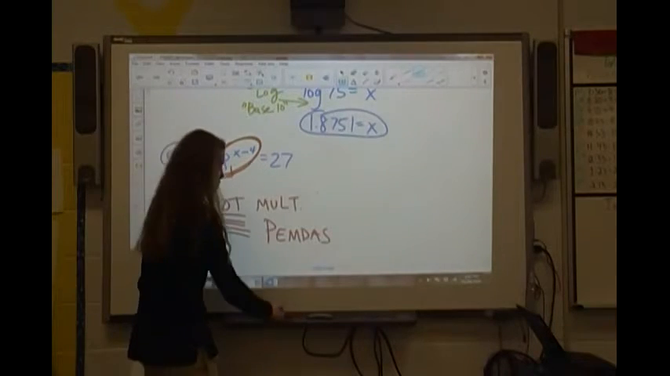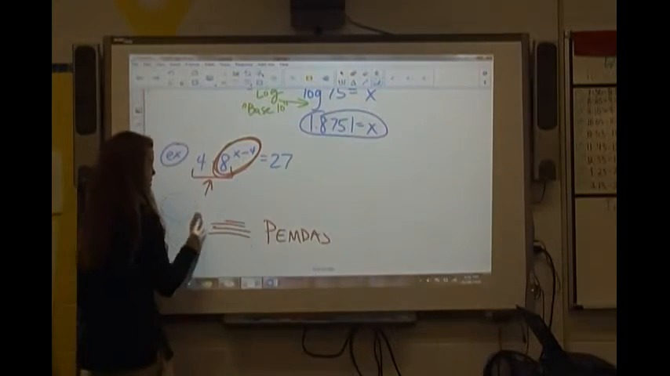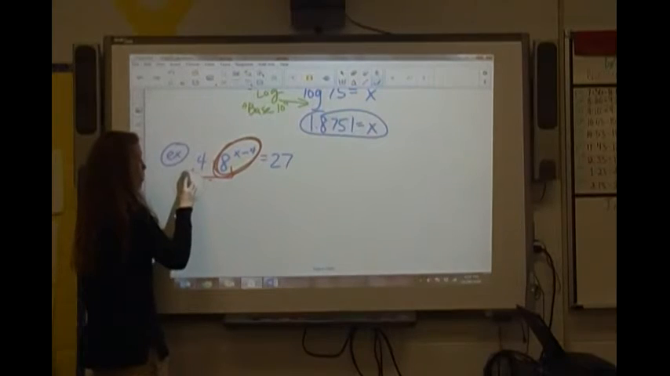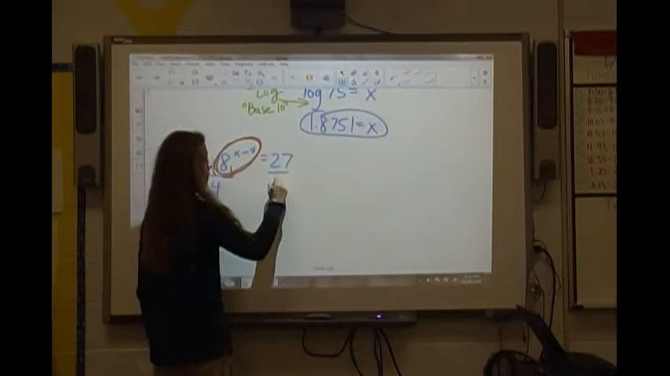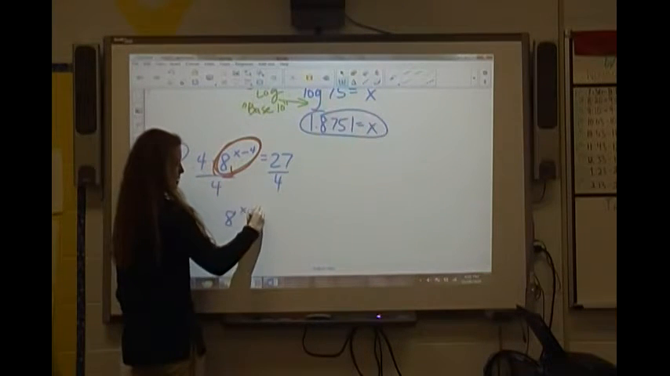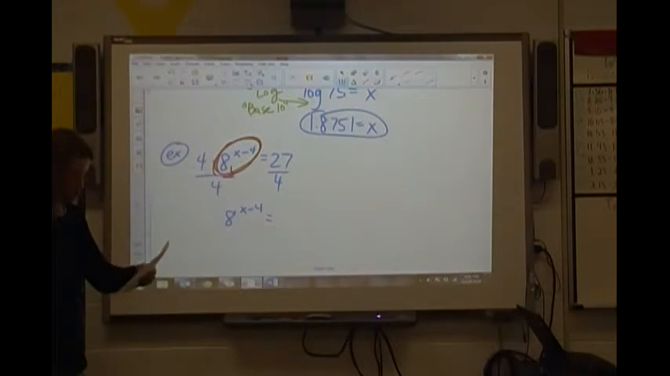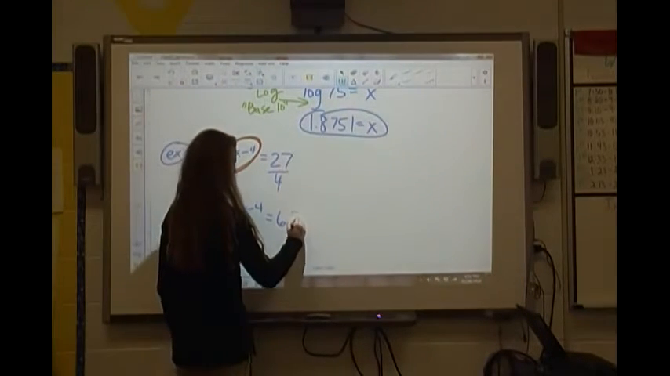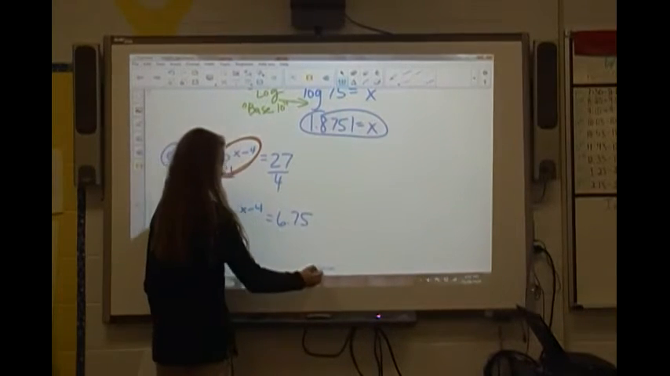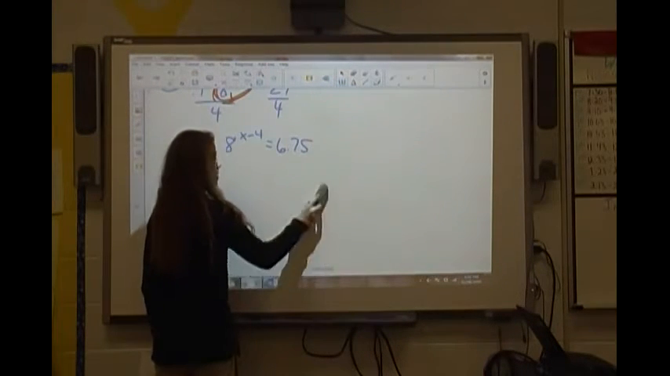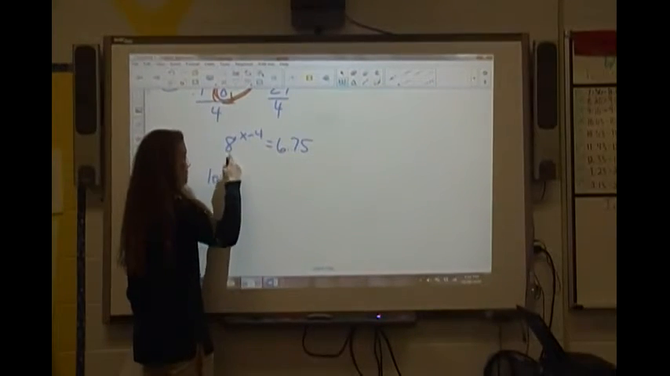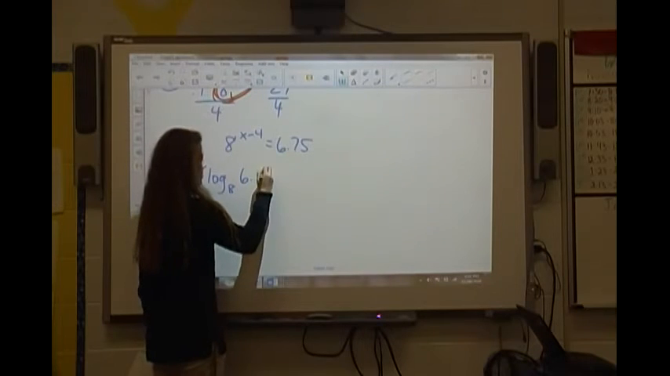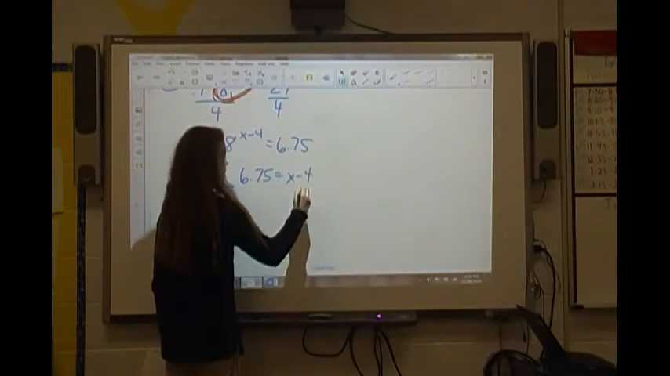So when we solve this, what we have to do is we have to get this 4 to go away from the 8. The 4 has to disappear. Can't be here. So we're going to divide both sides by 4. So we get 8 to the x minus 4 is equal to, let's see, 27 divided by 4 is 6.75. And now this is something that we can change forms with. So if we change forms here, we have log base 8 of 6.75 is equal to x minus 4.